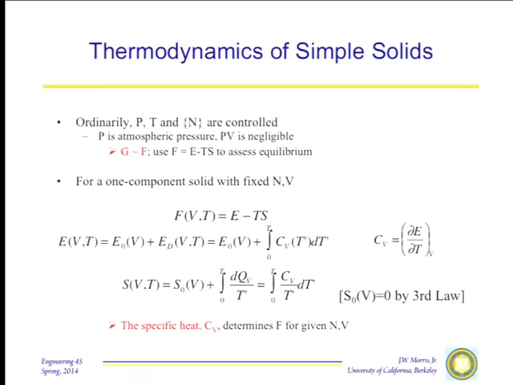Well, the heat that's added to increment the temperature is just Cv dT. So the entropy as a function of volume and temperature is just the integral from 0 to our current temperature of the specific heat at constant volume divided by the temperature, dT. The thing that you immediately notice here is that if we want to know the Helmholtz free energy of a crystalline solid, we only have to know two things.